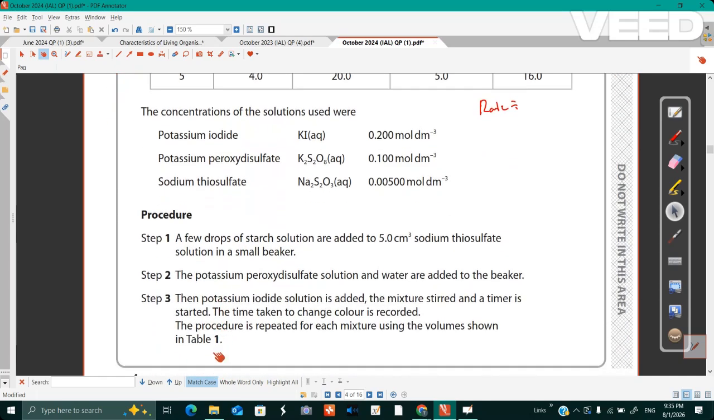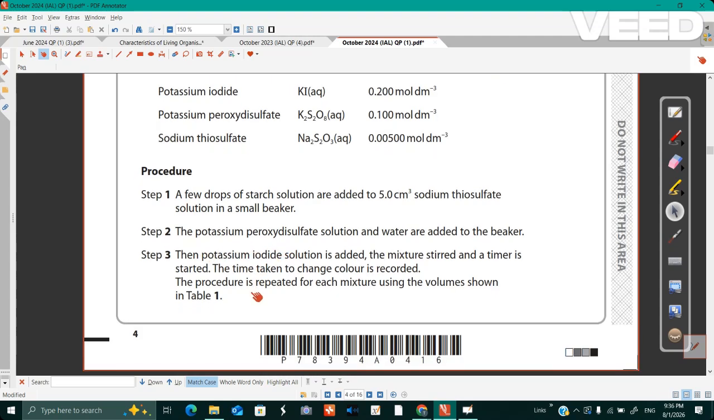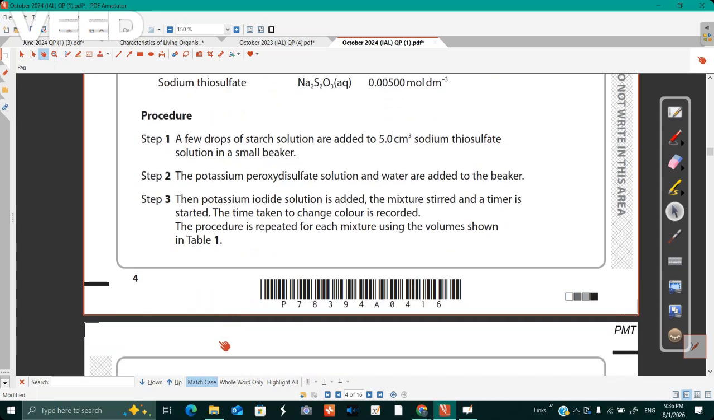A few drops of starch solution are added to 5 cubic centimeters of sodium thiosulfate solution in a small beaker. Potassium peroxydisulfate solution and water are added to the beaker, so all are in the same reaction mixture. The potassium iodide solution is also added. The mixture is stirred and the timer is started.